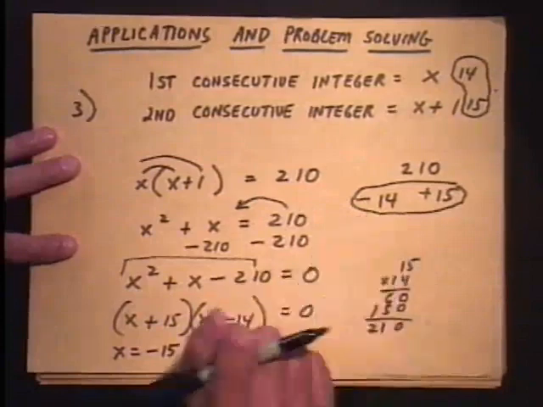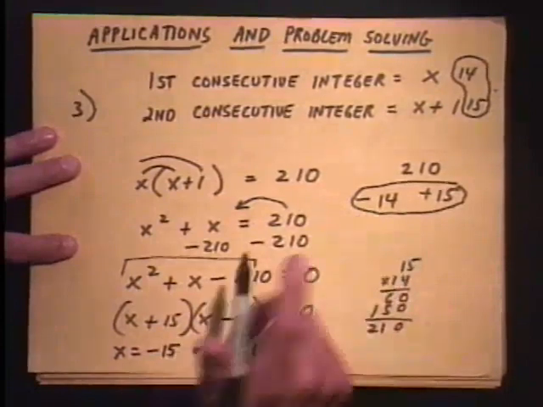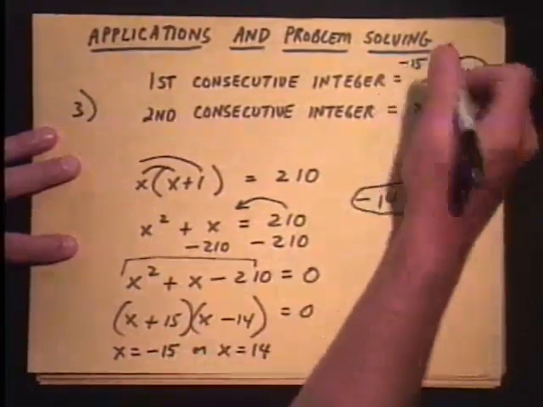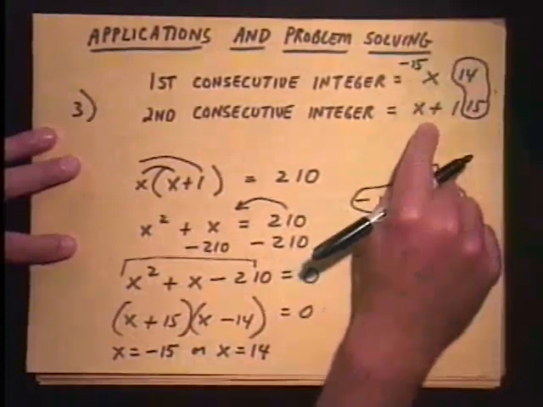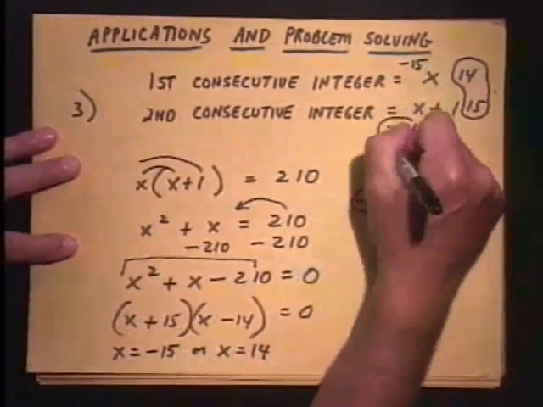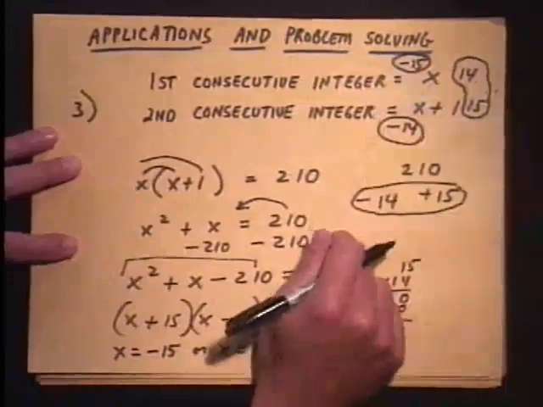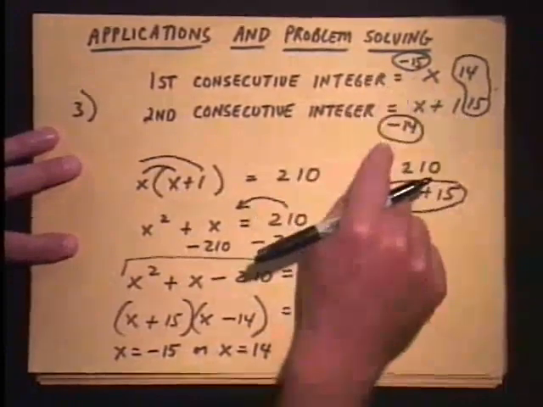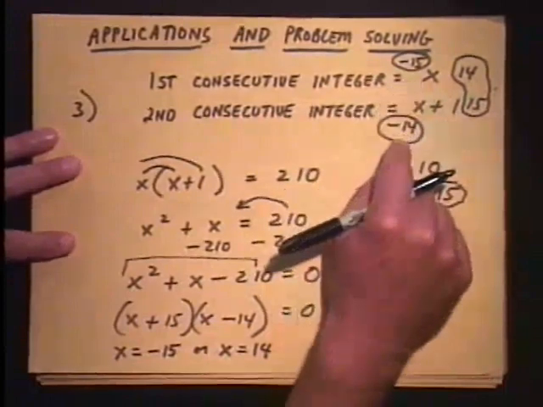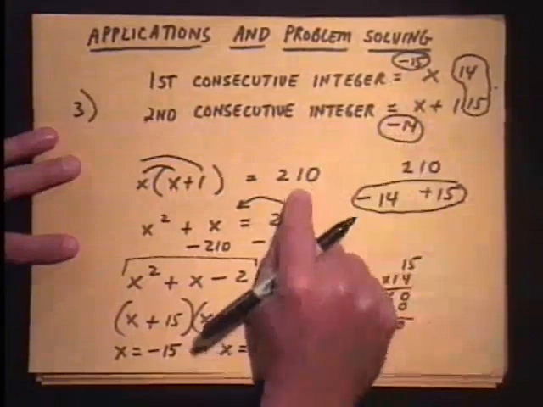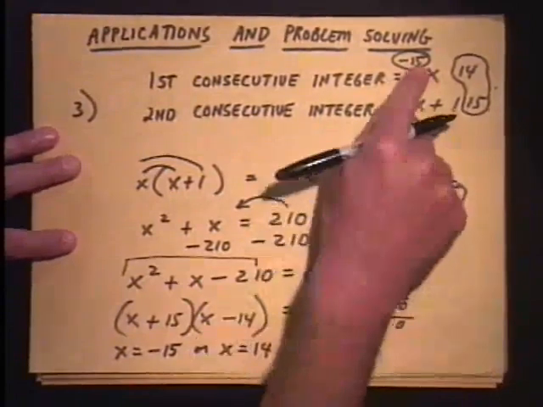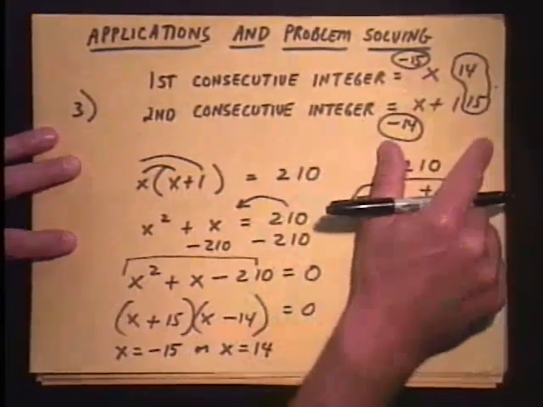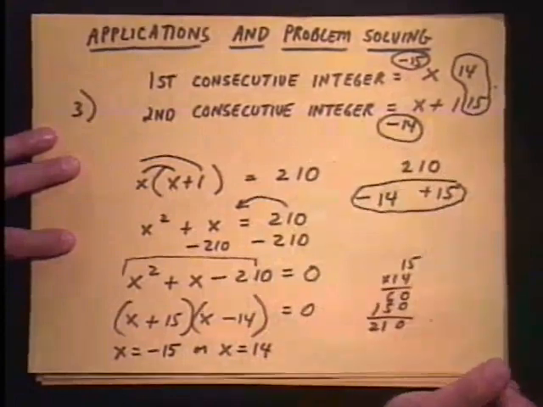But there's another combination as well. If you plug negative 15 in here for x, x plus 1 would be negative 14. So that would be the second set of answers. In this one, you have not one set of answers that make sense, but two. Now, are negative 15 and negative 14 consecutive integers? Yes. If I multiply them together, do I get positive 210? You betcha. So two sets of solutions for this application problem.